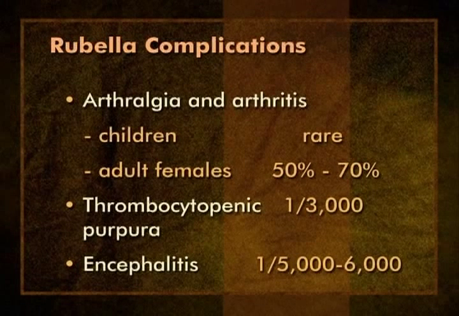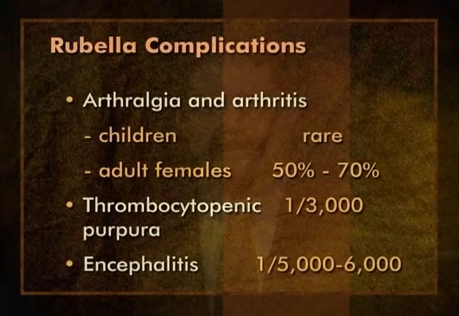Thrombocytopenic purpura occurs once in 3,000 cases, and encephalitis is reported once in 5,000 to 6,000 cases. The real public health significance of rubella is not the disease itself, nor its complications. It is congenital infection. The virus may infect many different embryonic cell lines and may cause damage to many different organs. Collectively, these abnormalities are known as congenital rubella syndrome, or CRS.